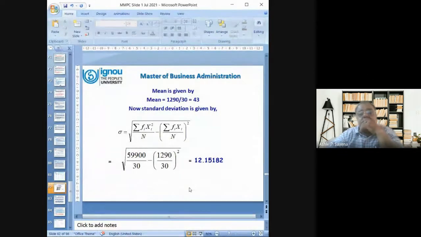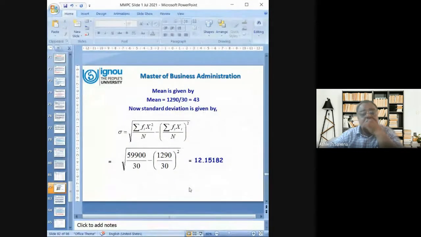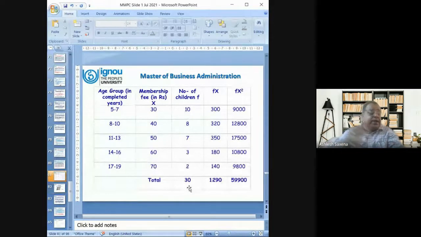Your mean will be summation of fx upon 1290 by 30. It has come. Now see how standard deviation is calculated. You have written this, please write it.